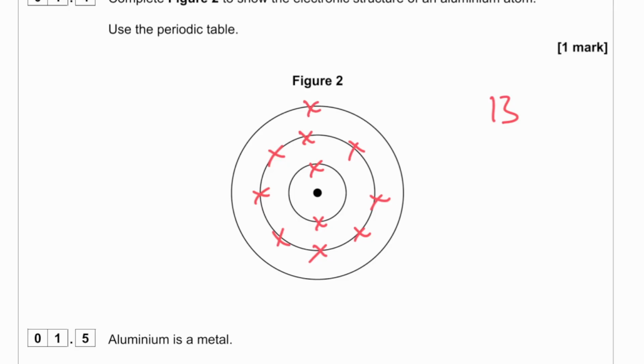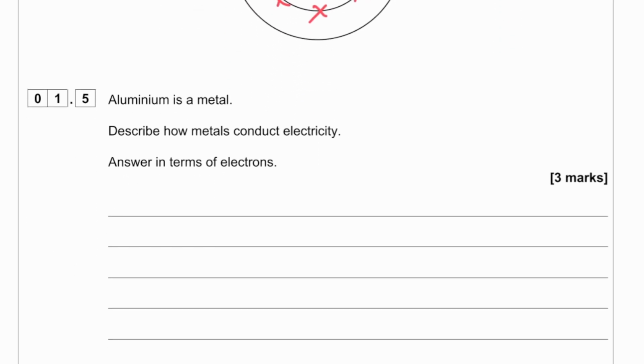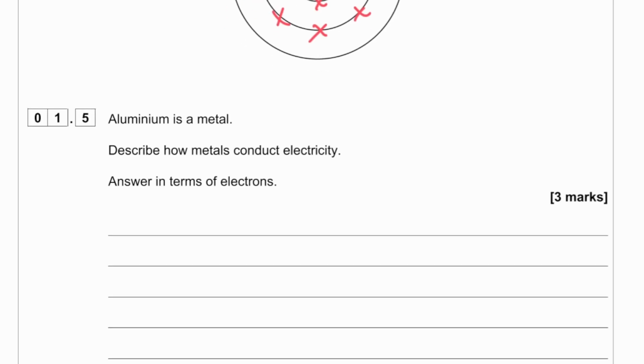And then what you say here is at this point you've put 10 electrons on. So on the outer shell, you know you need another 3. So you put 1, 2, 3. Doesn't really matter where you put them, but there you go. That would be the electronic structure of the aluminium atom, just using the fact that we know that it's got 13 electrons.